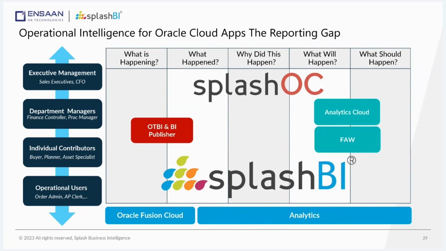Not only this, Splash OC also allows you to drill down from macro to micro level transactions as well. So let's say you have access to see the overall headcount of your organization, and then you want to drill down to see how many employees left, what are the names of those employees who have left the organization, and what were the different departments. You will be able to drill that down to that particular point of the data as well.